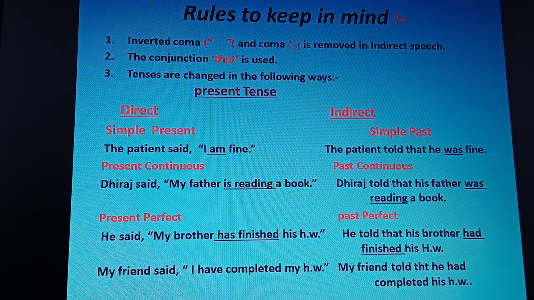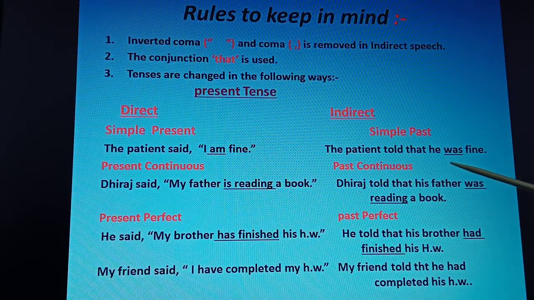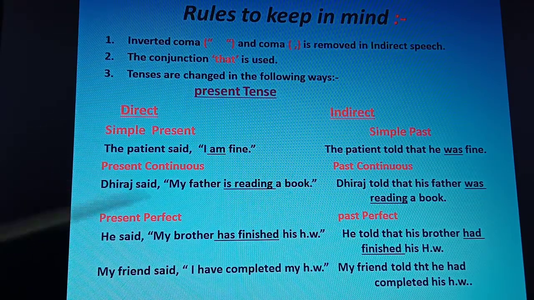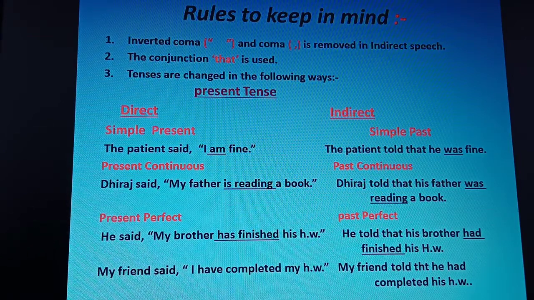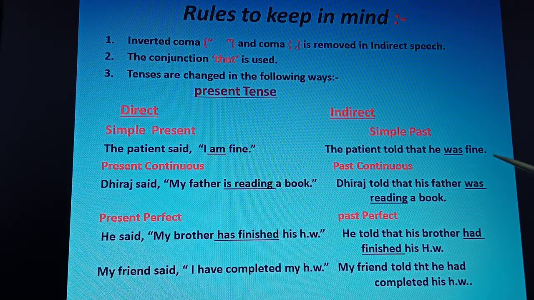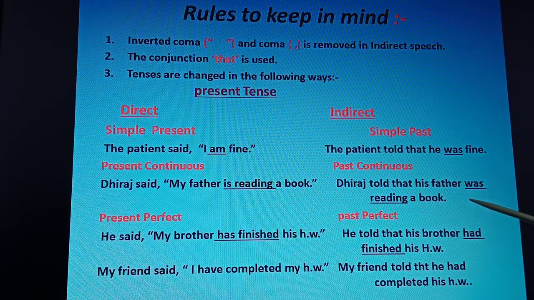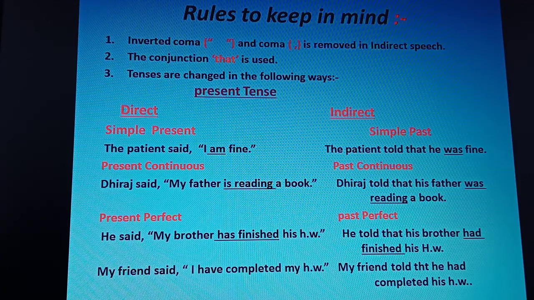Now, present continuous. If the sentence is in the present continuous, it will change into past continuous in indirect speech. Clear? Example, you see present continuous. Dheeraj said, "My father is reading a book." This is present continuous. Action is going on. In indirect speech, present continuous will change into past continuous. Is reading is a present continuous and past continuous would be was reading. You see, Dheeraj told that his father was reading a book. No longer "my father was reading", because you are reporting to someone. Therefore, he told that his father was reading a book is a past continuous.